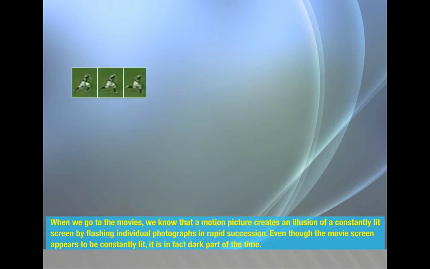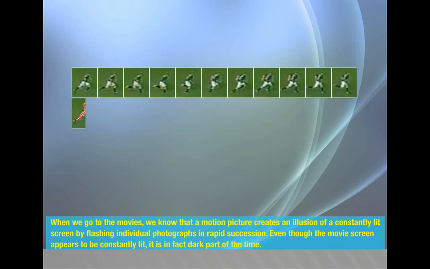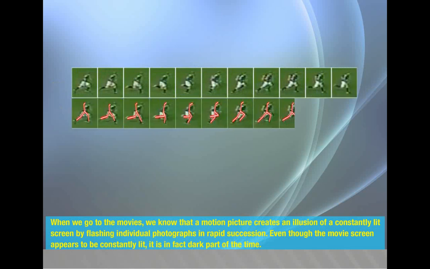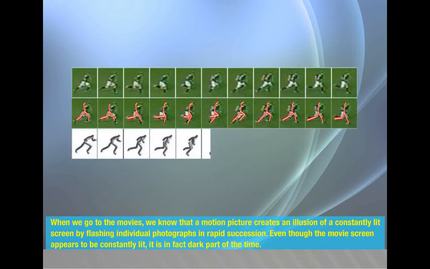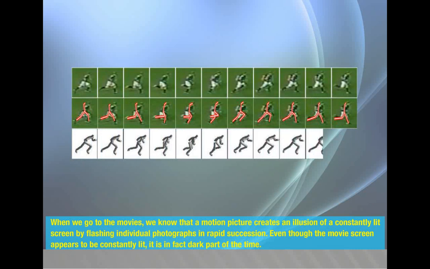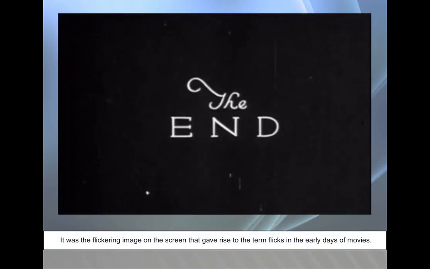When we go to the movies, we know that a motion picture creates an illusion of a constantly lit screen by flashing individual photographs in rapid succession. Even though the movie screen appears to be constantly lit, it is, in fact, dark part of the time. It was the flickering image on the screen that gave rise to the term flicks in the early days of movies.